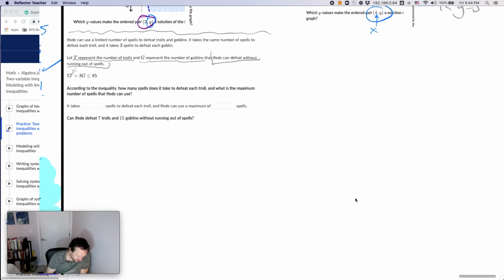And now we're going to read it again. Ifede can use a limited number of spells to defeat trolls and goblins. So there's a limit on the spells, and that's why you can only defeat so many. It takes the same number of spells to defeat each troll, and it takes 3 spells to defeat each goblin. So we don't know how many spells it takes to defeat each troll. We know it takes 3 spells to defeat each goblin. According to the inequality, how many spells does it take to defeat each troll? Okay.